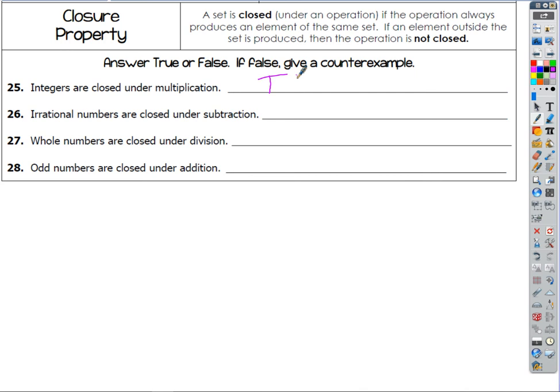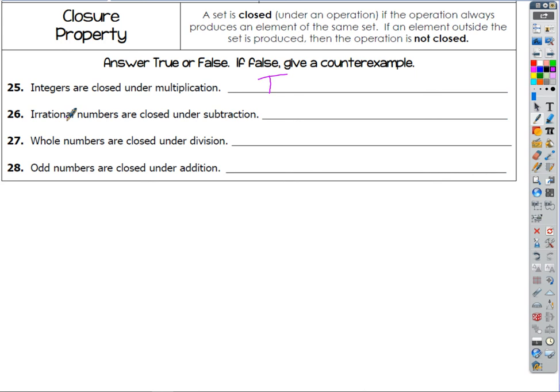Okay, what about this one? Irrational numbers are closed under subtraction. So once again, closure means I'm going to take a set of numbers, the irrational numbers, and I'm going to do something to those numbers and ask myself, does the output have to be one of those types of numbers? Does it have to be in that set? So if I subtract 2 irrational numbers, do I have to get back an irrational number? Oh, somebody have a counterexample?